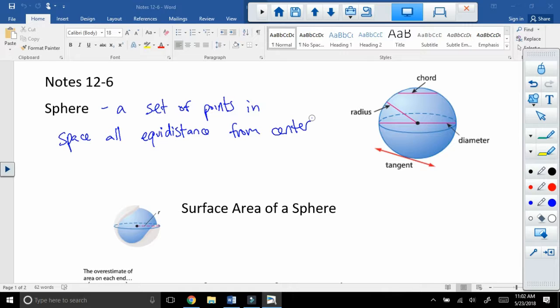This would be a set of points in space, so it makes that three-dimensional ball, if you will. A lot of the same words apply for a sphere as it did for a circle. A chord would just be connecting 2 points on the sphere. The radius would go from the center to any point. When we're talking about the diameter of a sphere, we're talking about it going through the center. And we could have tangents or secants or all of that stuff like we did for circles, except now we're talking about it being three-dimensional. So today we're going to look at surface area and volume of spheres, also hemispheres, or half of a sphere.